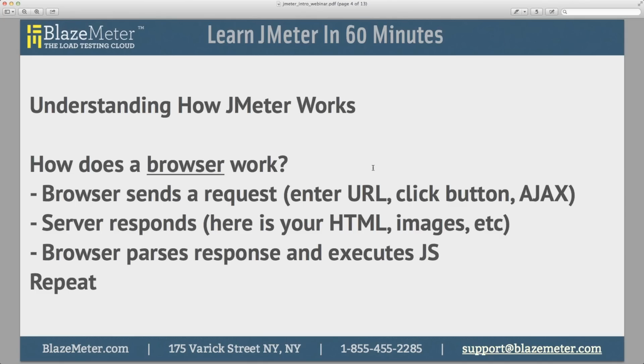Before we can get into how JMeter works, let's understand how a browser works. First, a browser sends out a request, and that can be done in many different ways. You can enter a URL in your browser window, it could be clicking on a button, or it could be an AJAX request, which the browser does on its own. The server responds. It literally says, here's your HTML, your images, maybe your JSON reply, whatever it was. And then the browser will parse the response to see what the server responded with and possibly execute some JavaScript on the page. That's how a browser works.